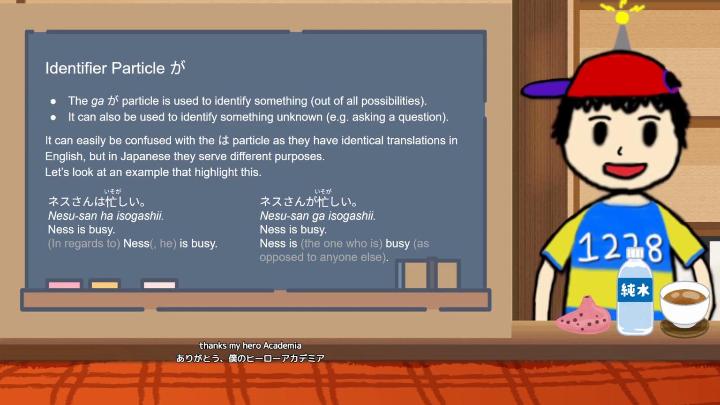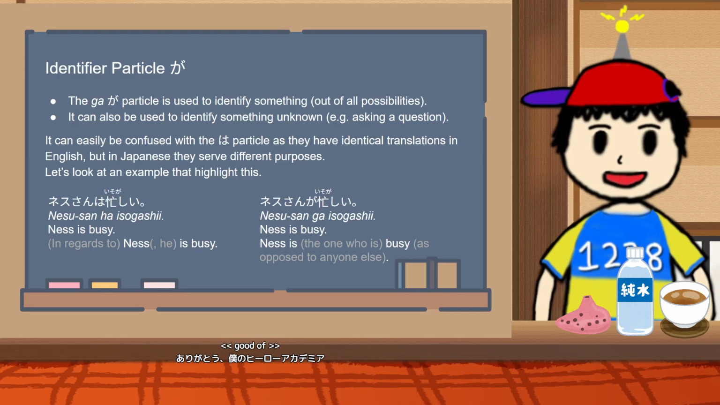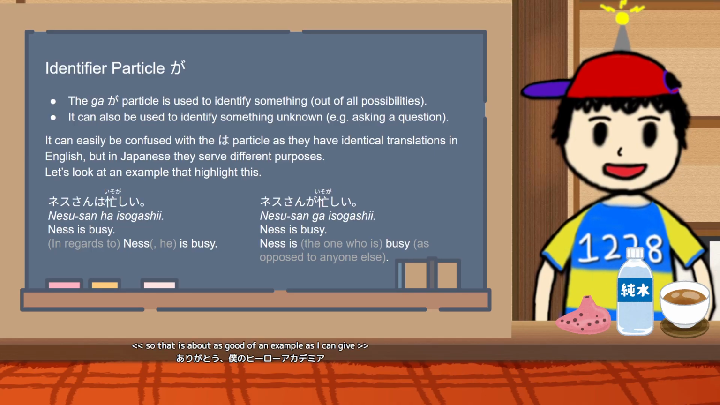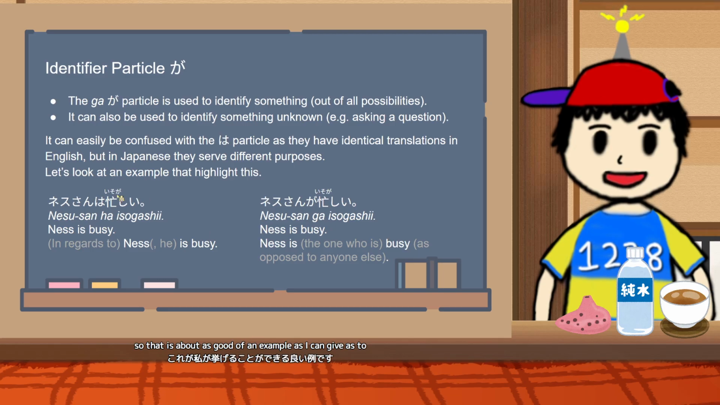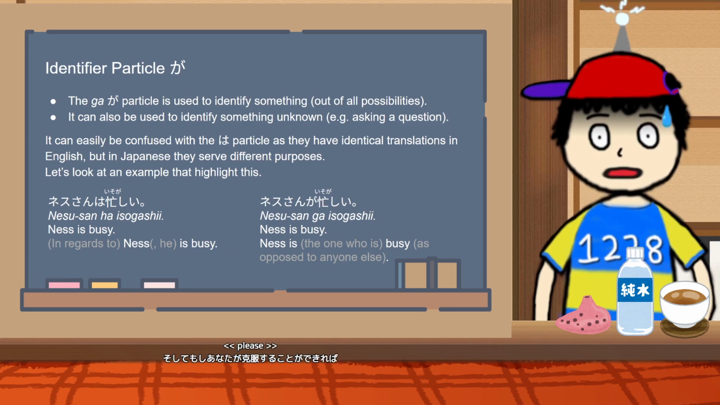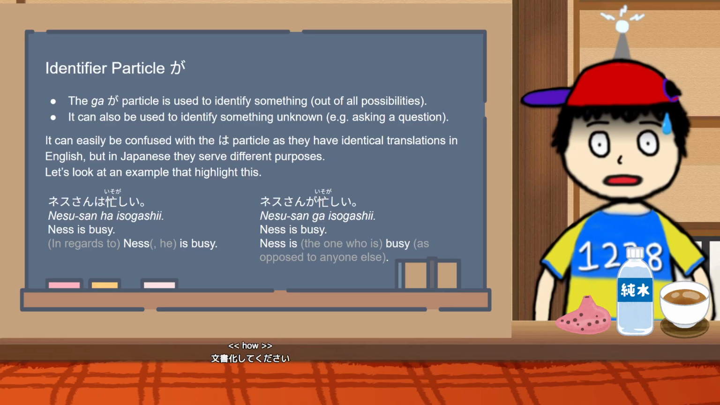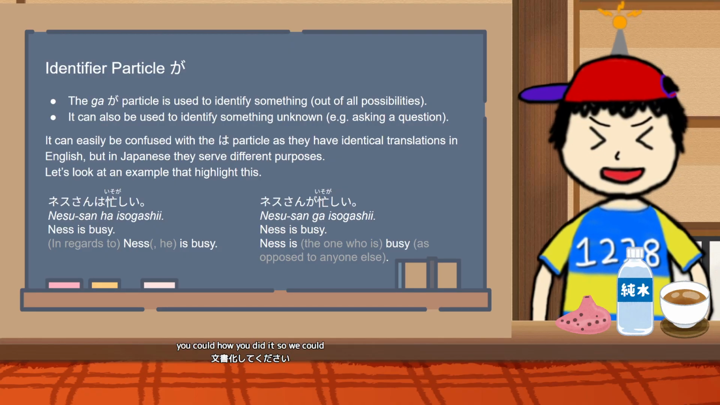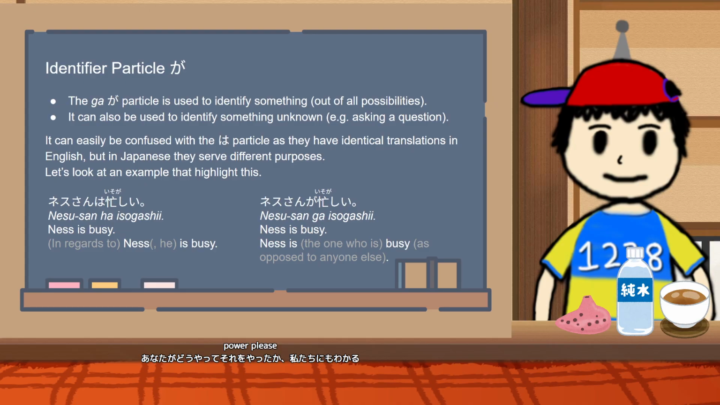So, that is about as good of an example as I can give as to the differentiation between how wa and ga are used. I can guarantee you're still gonna mix them up, no matter what. Native English speakers are doomed to mix them up. And if you can overcome that doom, please document how you did it so we could learn from your power. Please. Please.